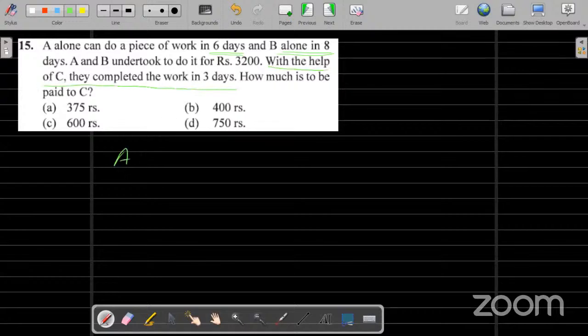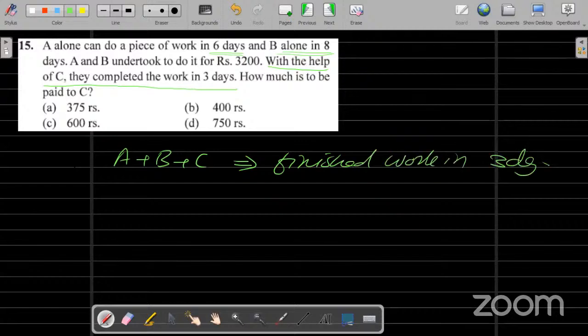Means A plus B plus C finished the work in 3 days. A worked for 3 days, B also worked for 3 days, and C also worked for 3 days, and like that, they finished the job. With the help of C, they completed the work in 3 days. A alone can do the work in 6 days. B alone can do the work in 8 days.